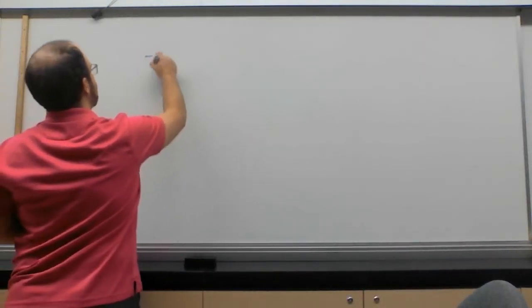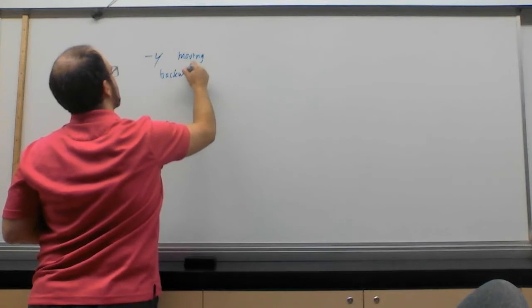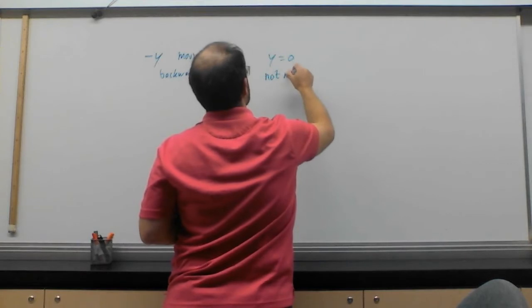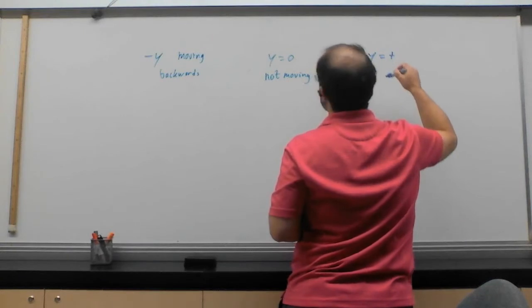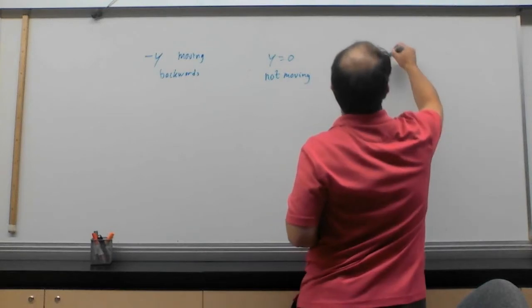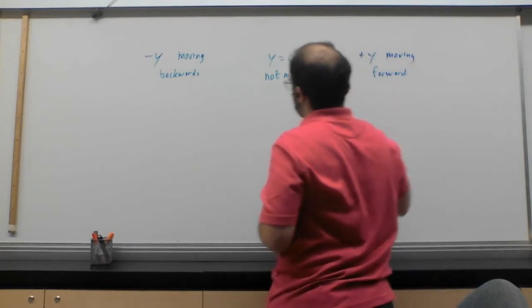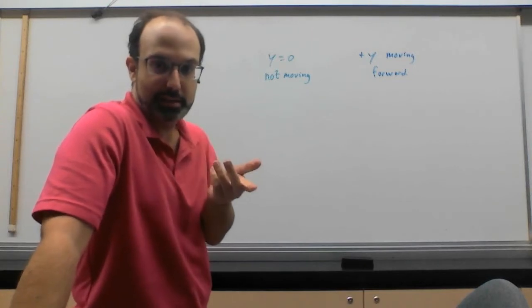So first things first, we have to remember, and this is key, everything is relating to the y. A negative y means that I'm going to be moving backwards. Y equals 0 means not moving. And y equals some sort of positive number, I'll just put it the same way as we did the others there, positive y means that you are moving forward.